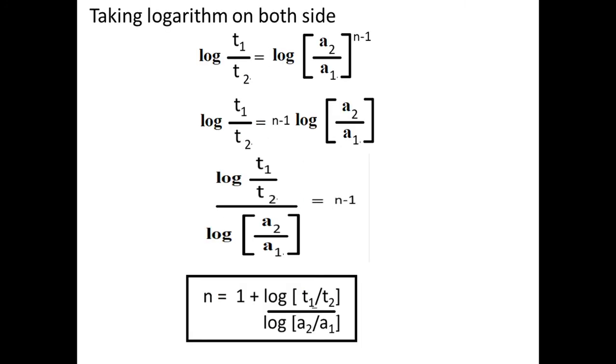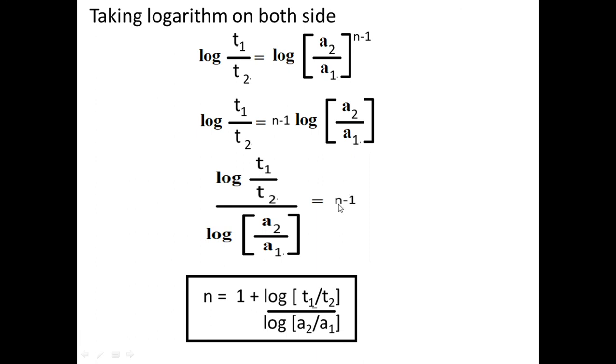Taking logarithm on both sides, log t1 divided by t2 equals log of concentration A2 divided by A1 to the power of n minus 1. Next, here n minus 1 will be written this side. Log t1 divided by t2 equals n minus 1 log concentration A2 divided by A1. Next, n minus 1 will be written on the right hand side. Then log of A2 divided by A1 will be taken on the left hand side, that is the denominator. Log t1 divided by t2 divided by log concentration A2 divided by A1 equals n minus 1.